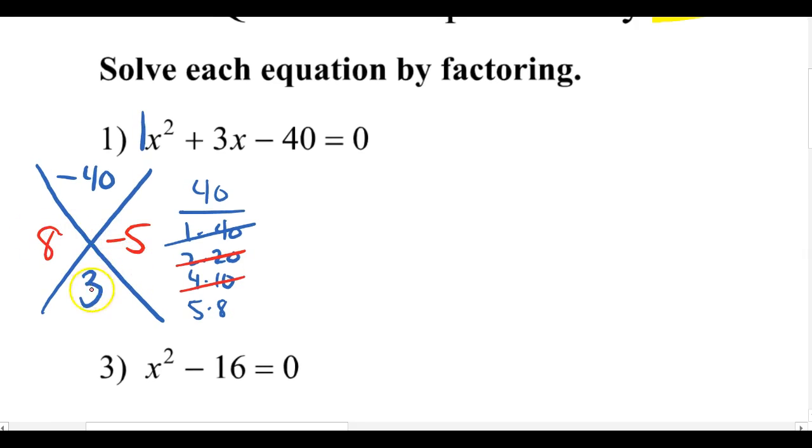Another easy way to figure that out is to say the number here is positive, so our bigger number has to be positive, the 8, which it is. Now, since this first number is 1, all I have to do is the x. Now I make my parentheses: the first one is x plus 8, and the second one is x minus 5.